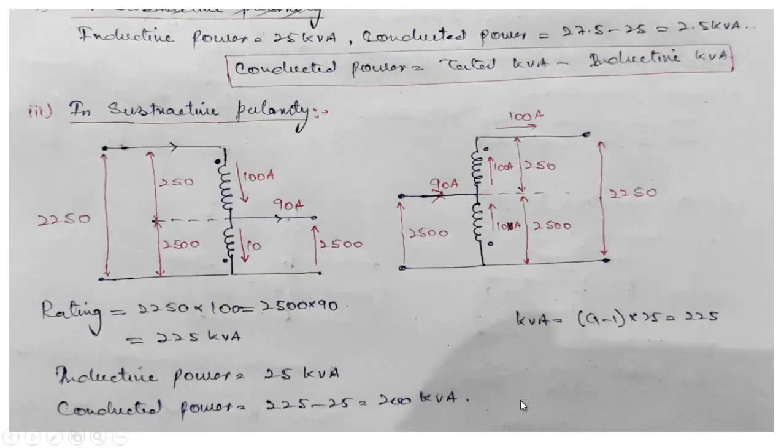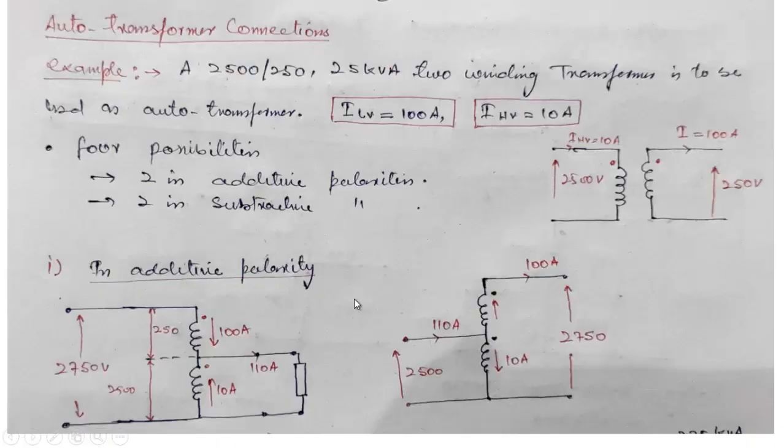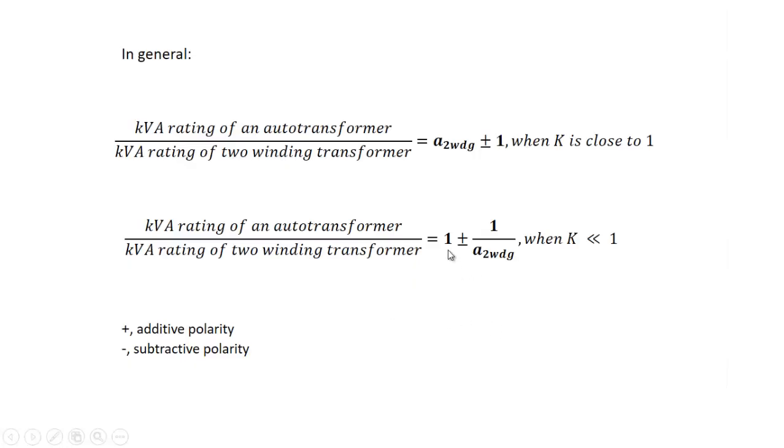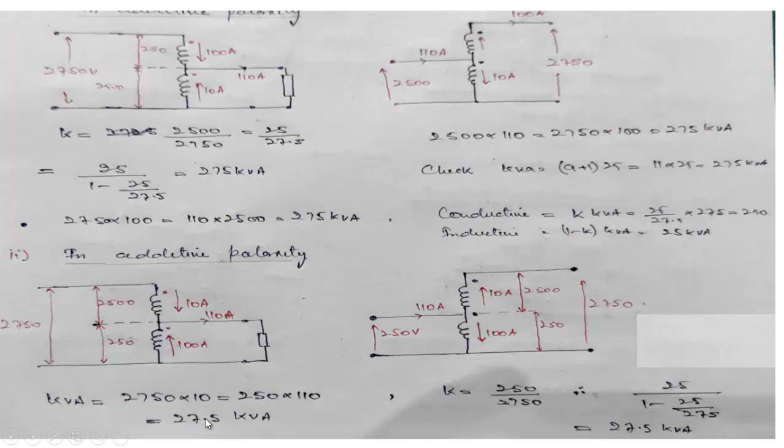One more thing that you can check here is the value of this kVA. Since A is very large compared to 1, it's the additive polarity, so you will use this 1 plus 1 divided by A. A is 10 here. So 1 plus 1 divided by 10, that is 1.1, because 1 divided by 10 is 0.1. So it will be 1.1 into 25. When you multiply 1.1 into 25, it comes out to be equal to 27.5 again. So this formula is valid for this case.